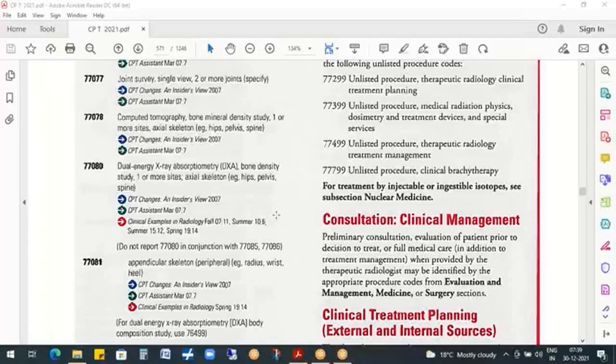Next concept, make heading: radiation oncology.